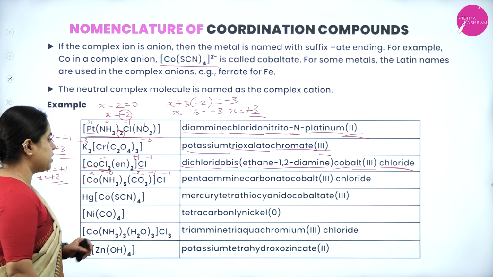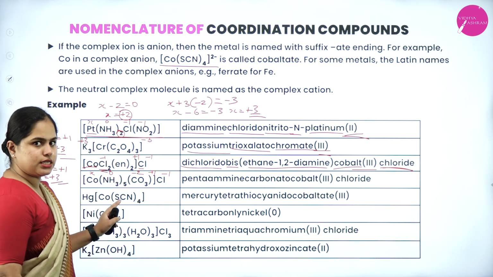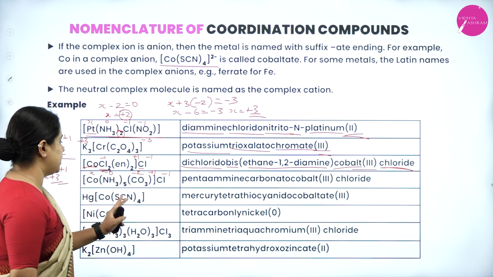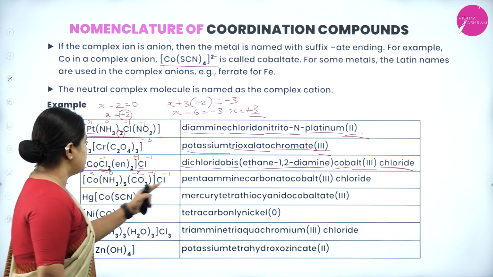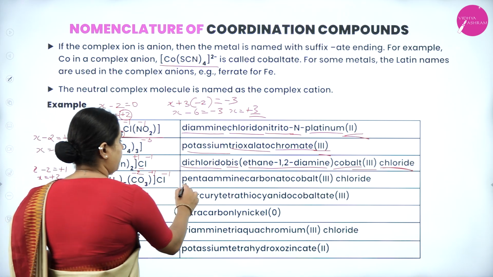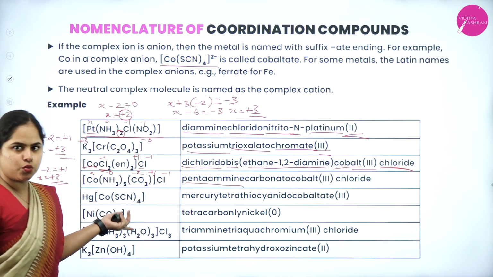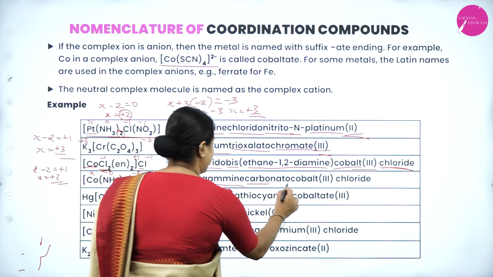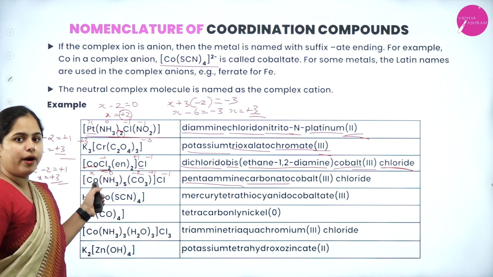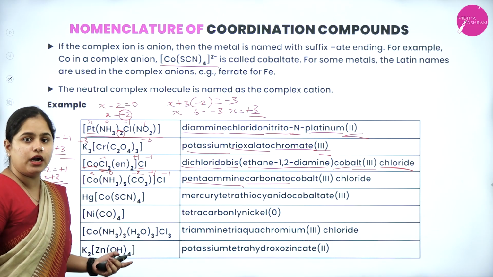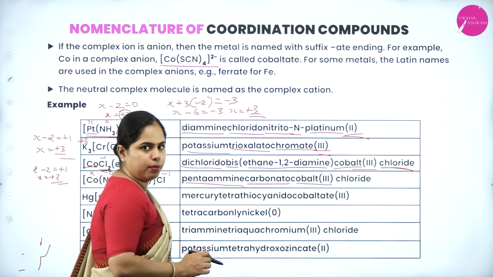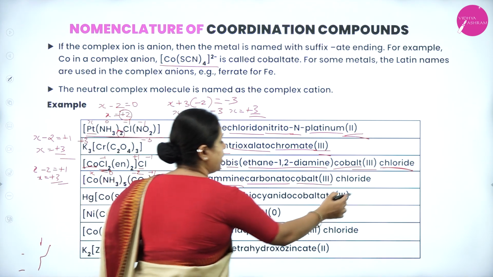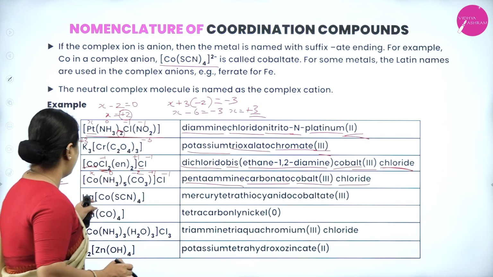So now let's name it. Of course, cation is named first. So now we have to consider: this is carbonato, this is amine. Of course, amine comes first, right? So how many amines are there? 5. So pentaamine. Then just 1 carbonato is there. So we write carbonato. Now, what about cobalt? Is it cobalt or cobaltate? It is cobalt only because it is cationic, right? Cobalt and whatever is the oxidation number, which is 3. Then which was the counter ion? Chloride. We write that. Okay. Moving on to the next one.